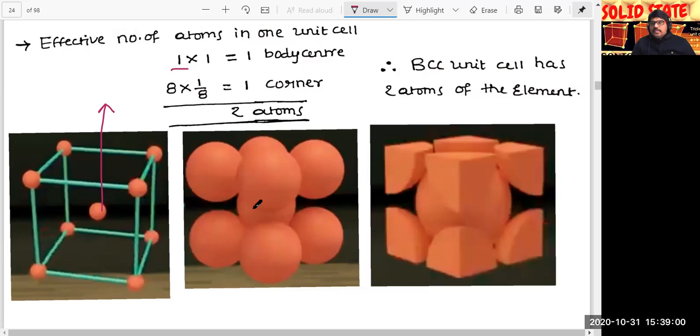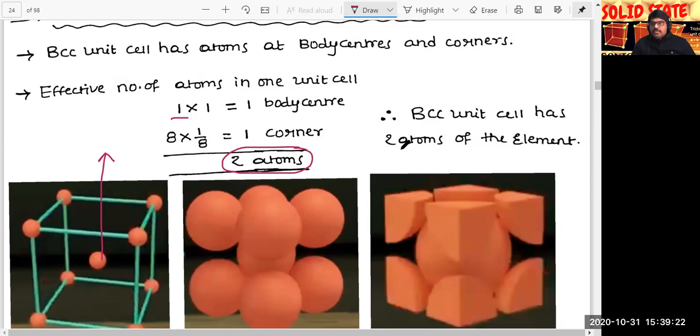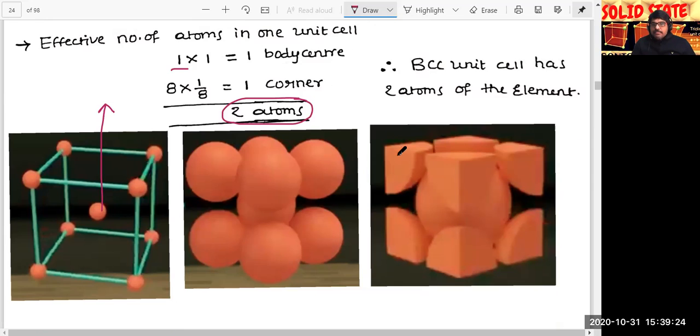And the body center belongs to one unit cell completely. It is not shared by other unit cells, but the 8 corners, each corner is contributing 1 by 8. And from 8 corners, it is getting 8 times 1 by 8, that is equal to 1. So effectively, how many atoms are present? 2 atoms, and the rank of the unit cell is 2. The BCC unit cell has 2 atoms effectively, and this is the slice view. You can see the full atom is sitting at the body center.